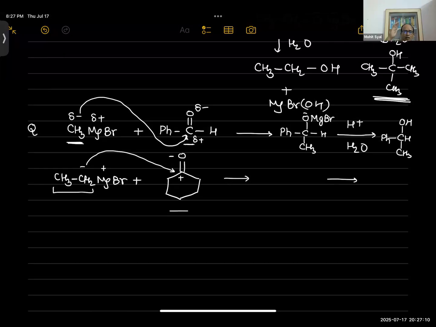Got it? Once the ethyl group is connected, the double bond will become single bond. Got it? So ethyl is placed on carbon and MgBr was placed on oxygen. Is it clear or not? So you will have OMgBr. Okay, and you have a cyclohexane ring that is going to remain as it is. And I'm going to place ethyl group. Is it clear or not?